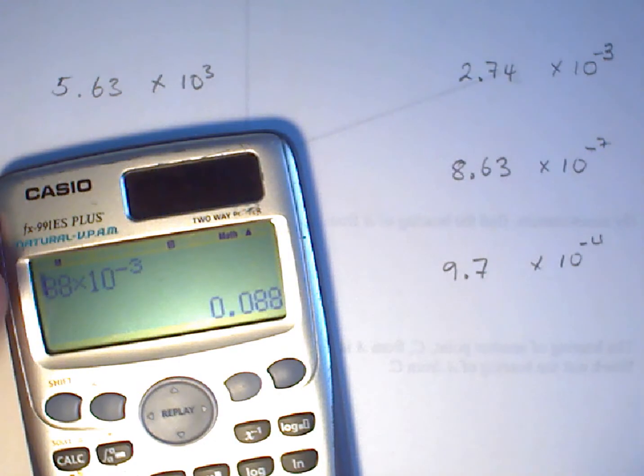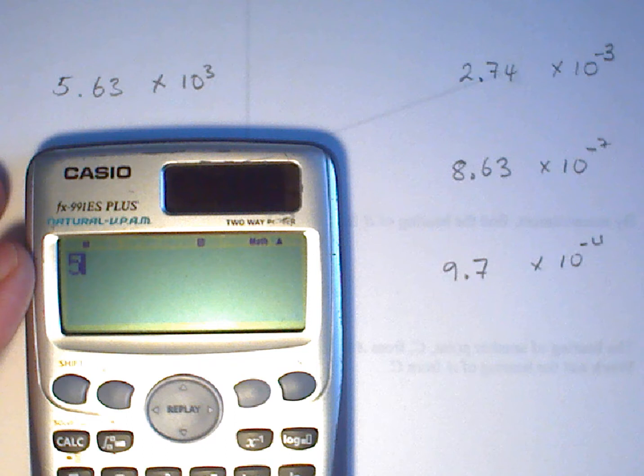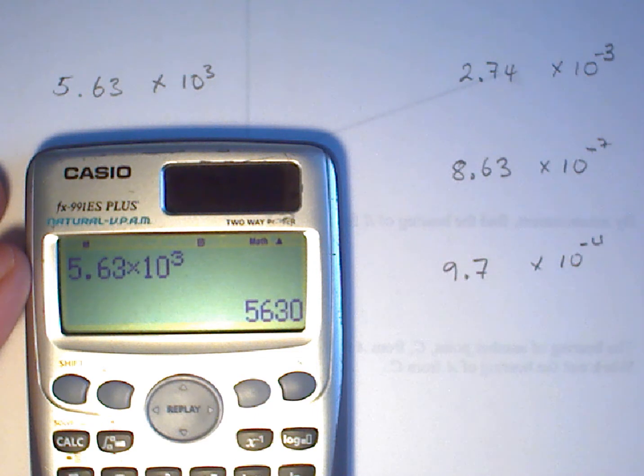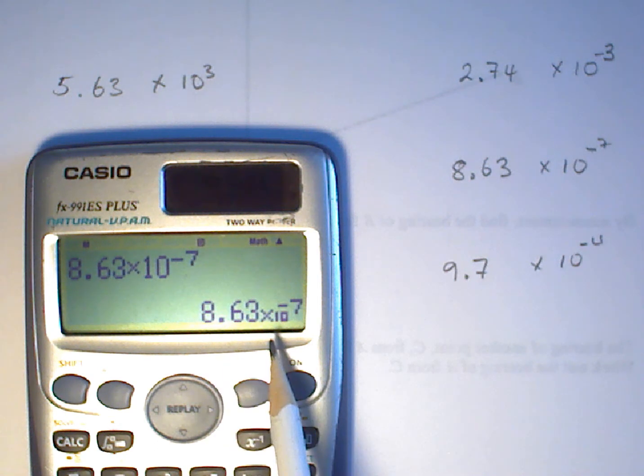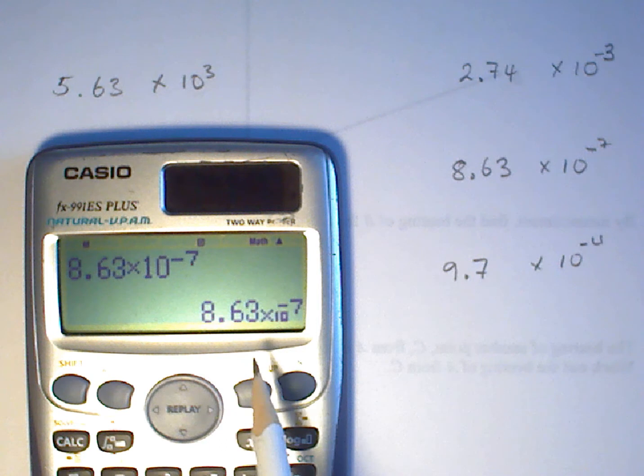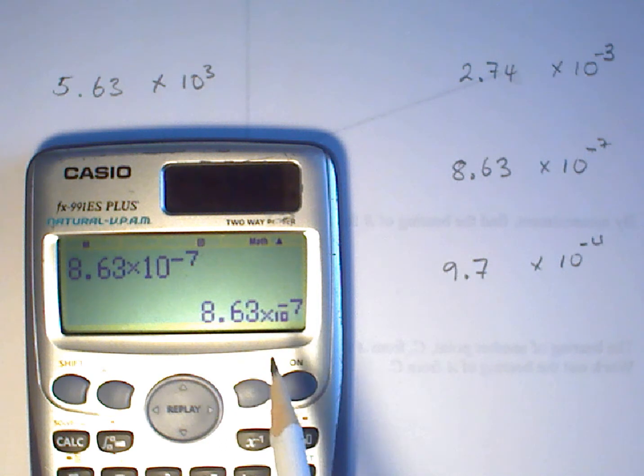Okay, so I can just go 5.63 times 10 to the power 3, 5,630. Okay, but if I do 8.63 times 10 to the minus 7, sometimes it's annoying. The calculator doesn't give you the answer in a regular format, it gives you it in standard form again. Okay, so we do actually need to be able to do some of these without a calculator.